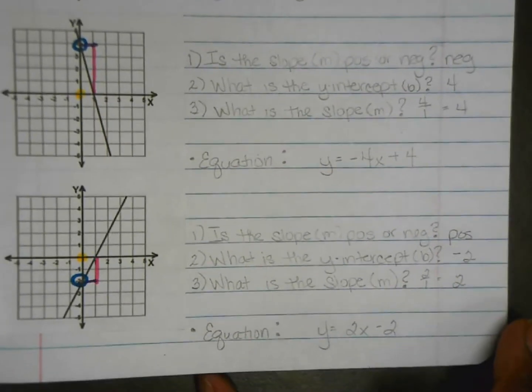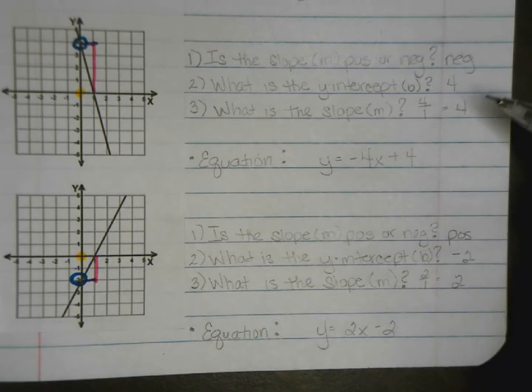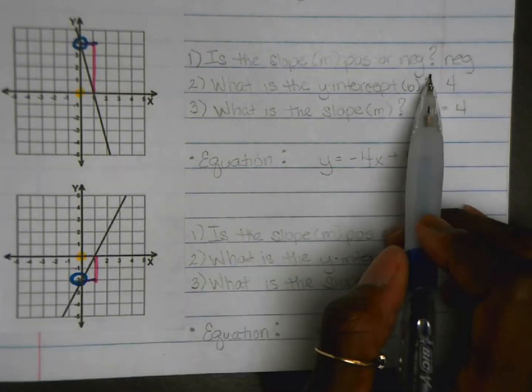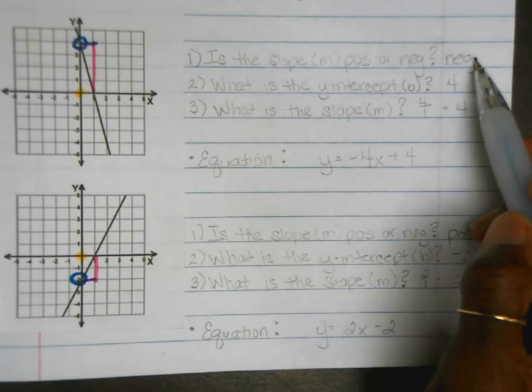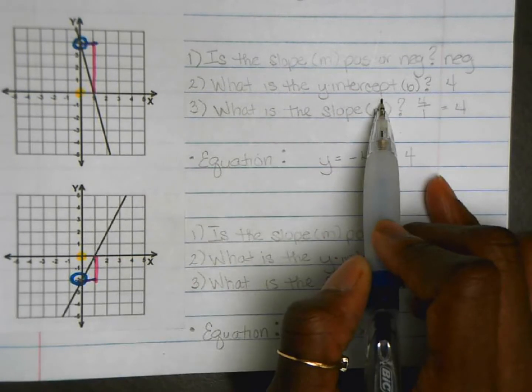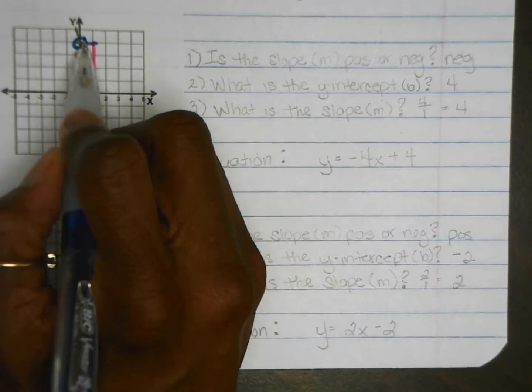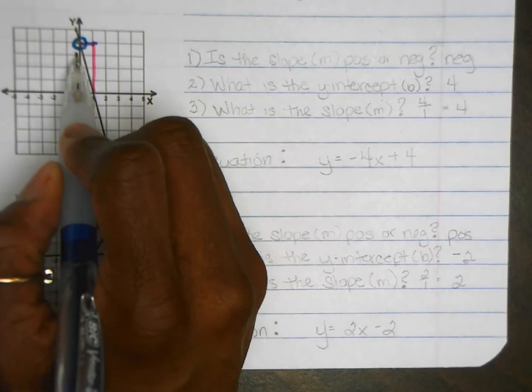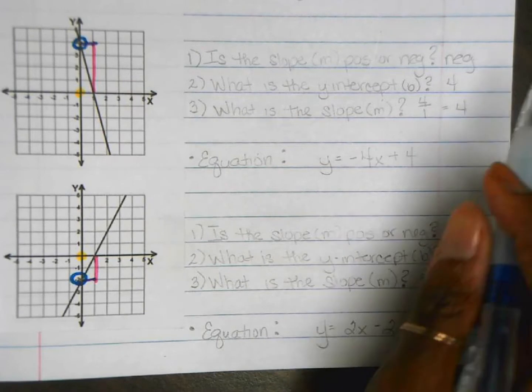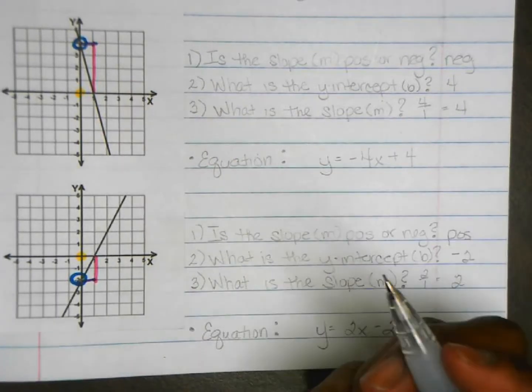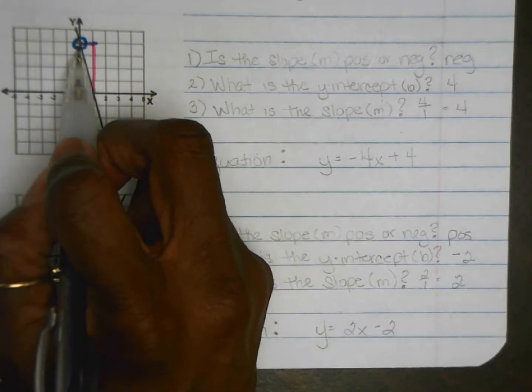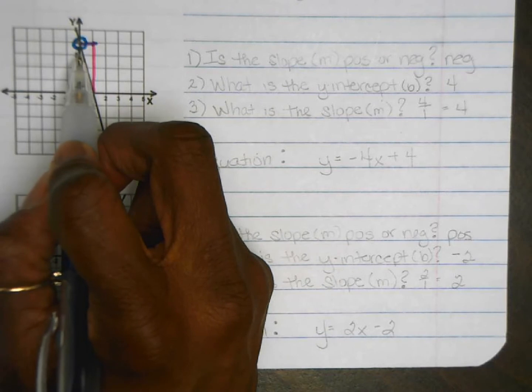So the last two, exact same thing. We're asking our questions. Is my slope positive or negative? This one is going to the left, so I know it's negative. What is the y-intercept? Right here, this is where my line crosses. That's 1, 2, 3, 4. What is the slope? Well, I need to do my rise over run. So again, I like to use my y-intercept as 1 point because I know where that one is.